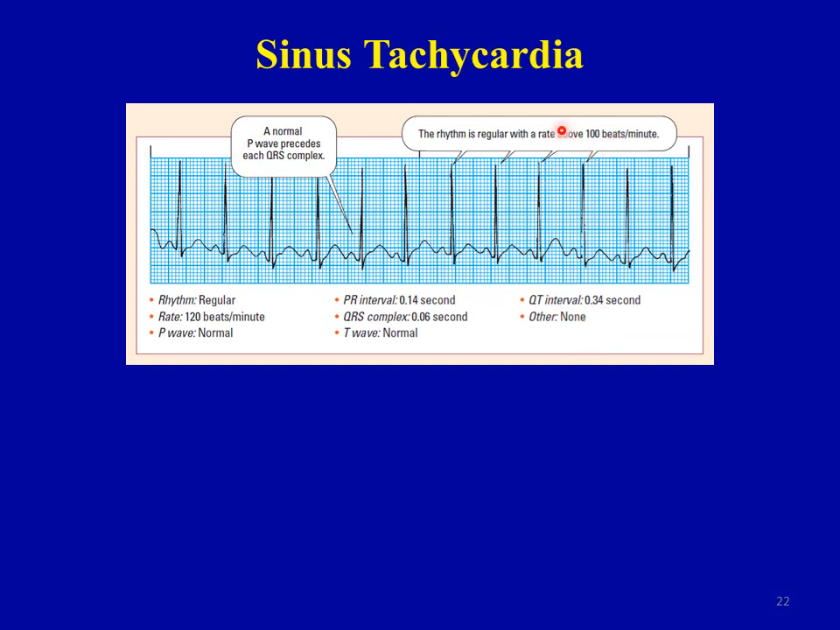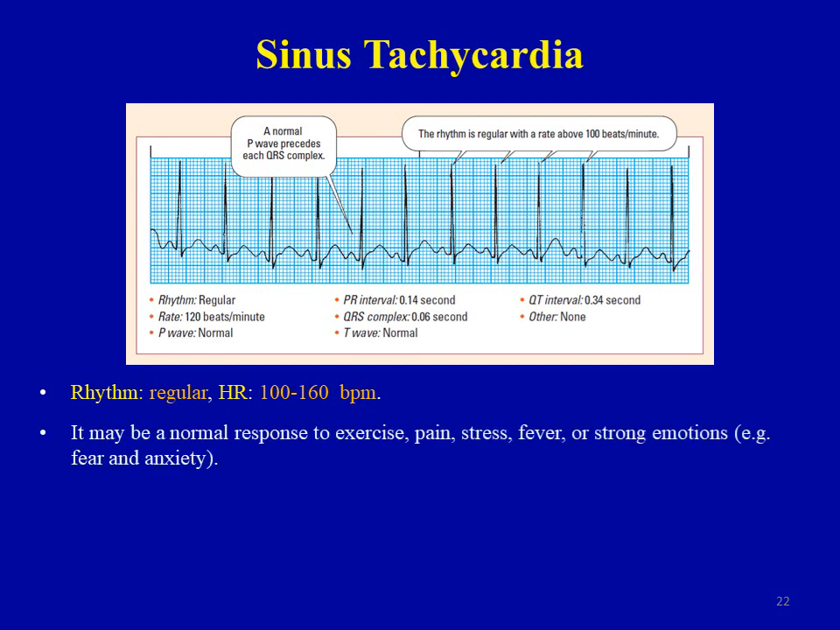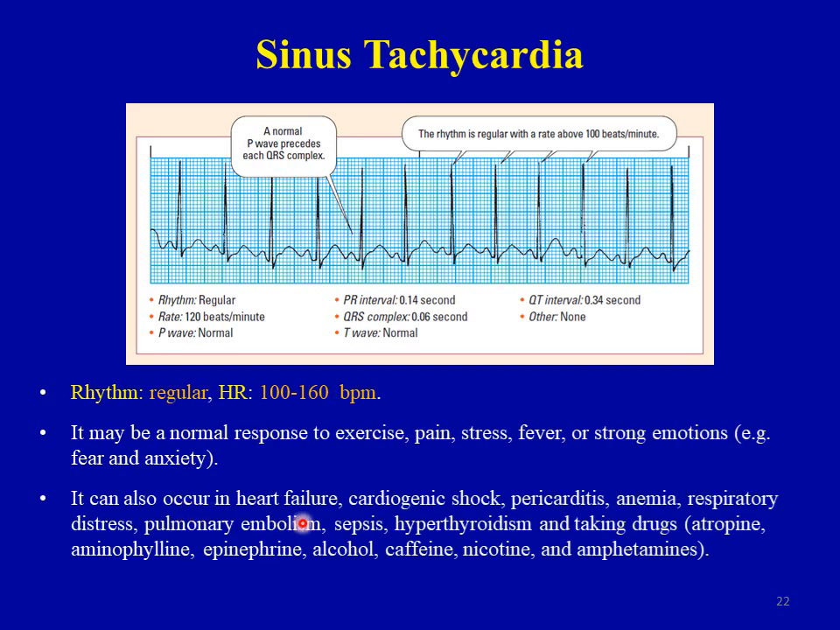And the main issue here is a heart rate above 100 beats per minute. As I said, rhythm is regular, heart rate between 100 to 160 beats per minute. It may be a normal response to exercise, pain, stress, or strong emotions, for example fear and anxiety. It can also occur during heart failure, in cardiogenic shock, pericarditis, anemia, respiratory distress, pulmonary embolism, sepsis, hyperthyroidism, and taking drugs like atropine, aminophylline, epinephrine, alcohol, caffeine, nicotine, and amphetamines.